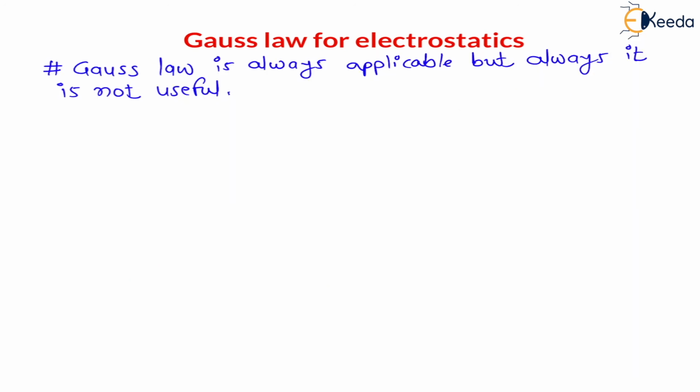Now, my dear students, let us understand some interesting facts regarding Gauss law. This Gauss law is always applicable, but it is not always useful. Very, very important. We can always apply Gauss law, but in some cases it becomes very critical and the calculation becomes so lengthy and so difficult that no one can solve it. Under such conditions, Gauss law is not useful, right? But yes, we can apply it.